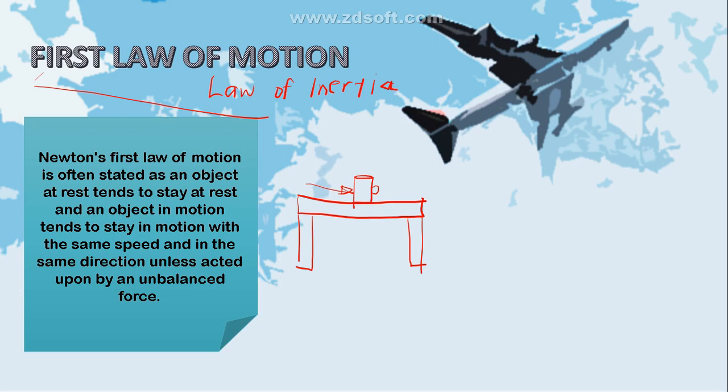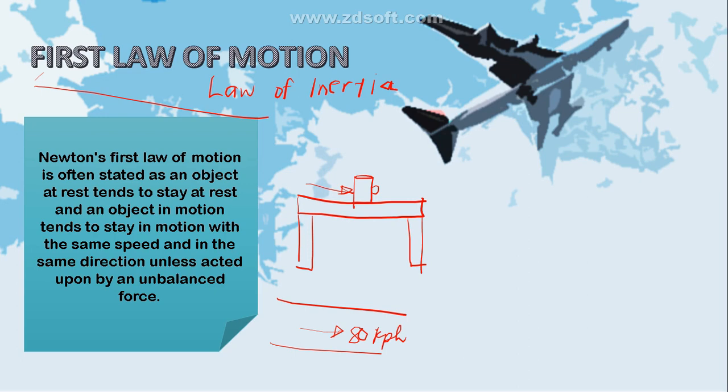And then, the second part of the first law of motion states that an object in motion tends to stay in motion with the same speed and in the same direction unless acted upon by an unbalanced force. So, if a car is speeding down the highway or the expressway at a constant speed of 80 kilometers per hour, and it is not accelerating, and it is not braking because there is nothing in front of it, it is all by itself.